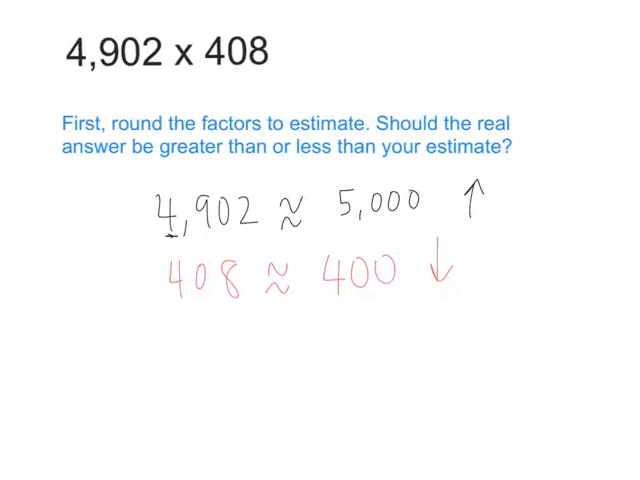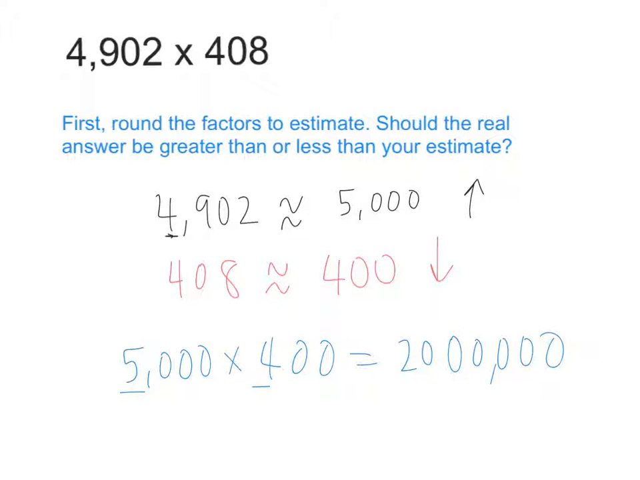So in this case, I rounded one factor up and one factor down. So what is our estimated product? I can do 5,000 times 400. And I can use my math facts to know that 5 times 4 is how many, Itai? 20. And how many factors of 10 do I have to add? Yeah, 5. So 5 zeros. 2, 3, 4, 5. Okay.